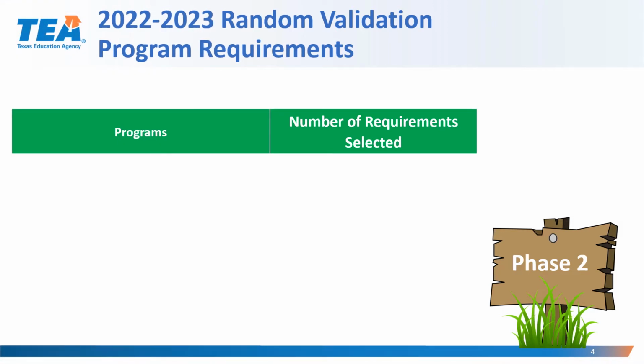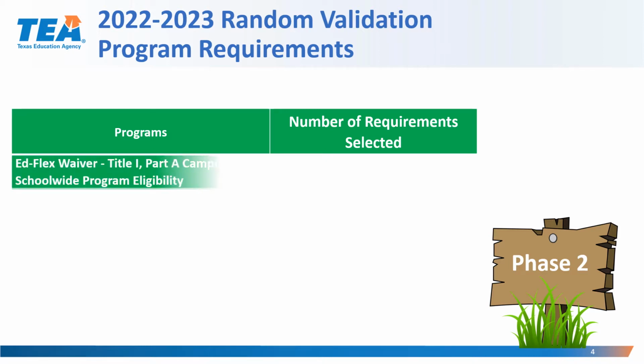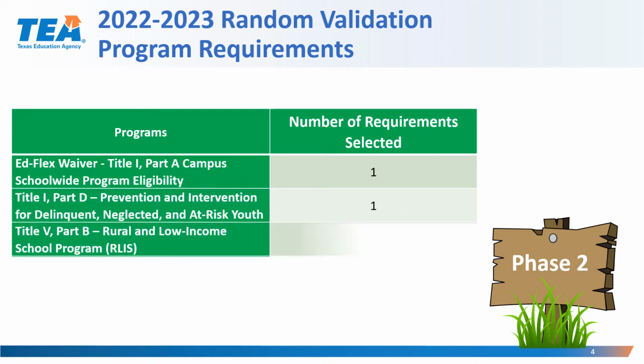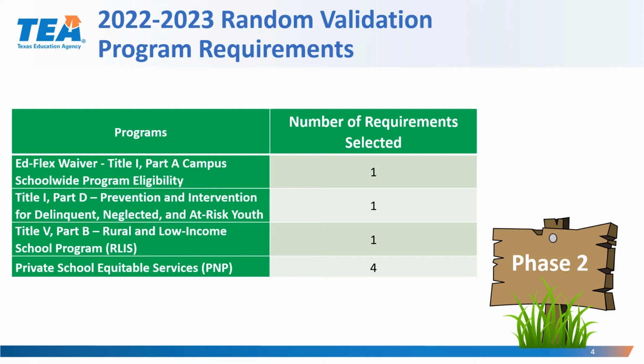We will now take a look at the number of selected program requirements for each of the programs. For the EdFlex waiver, there's only one requirement. For Title I Part D, there will also be only one requirement. For Title V Part B, there will only be one requirement. For Private School Equitable Services, there will be 4 requirements.